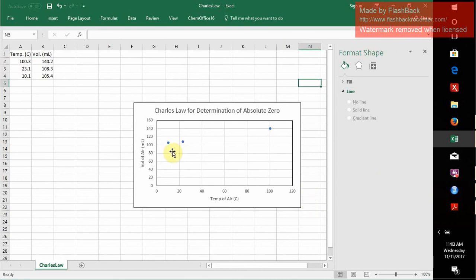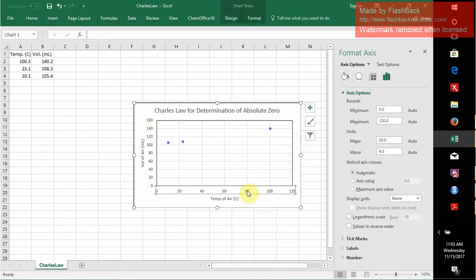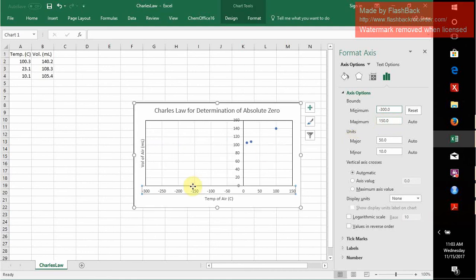All right, let's go ahead and change these axis bounds, just like we did in RStudio. So for the x-axis, I want to go from negative 300. And let's just leave it up at 120. So let's see where that gets us.